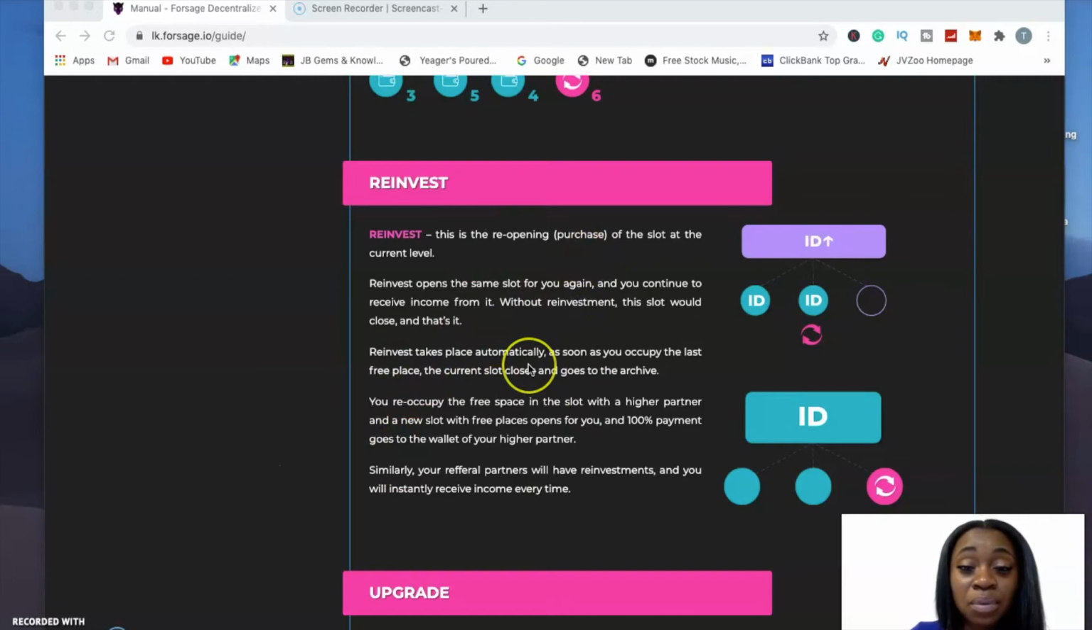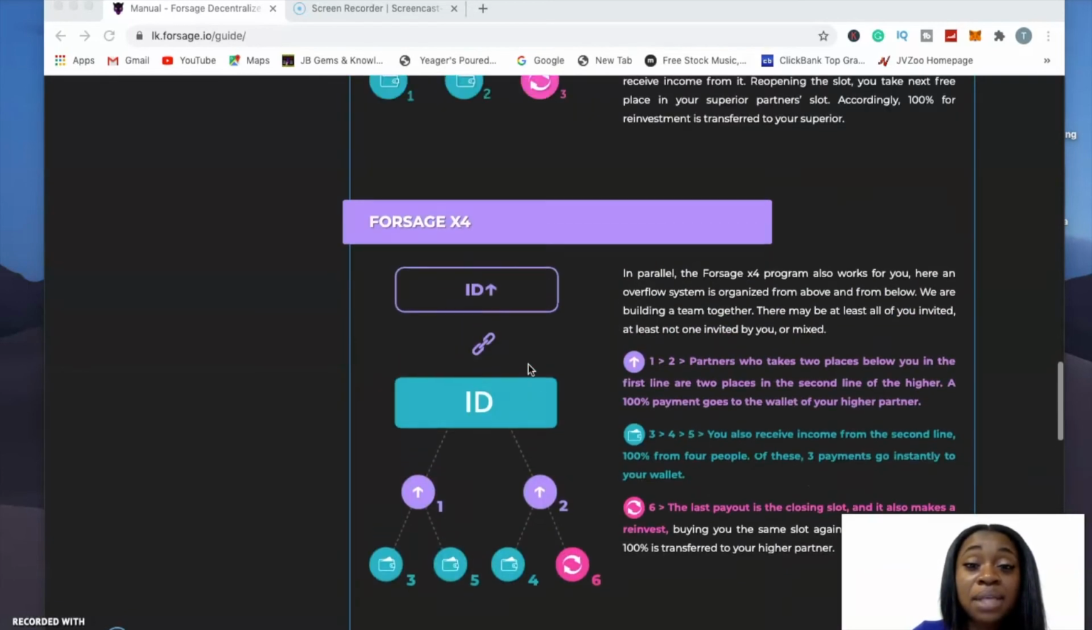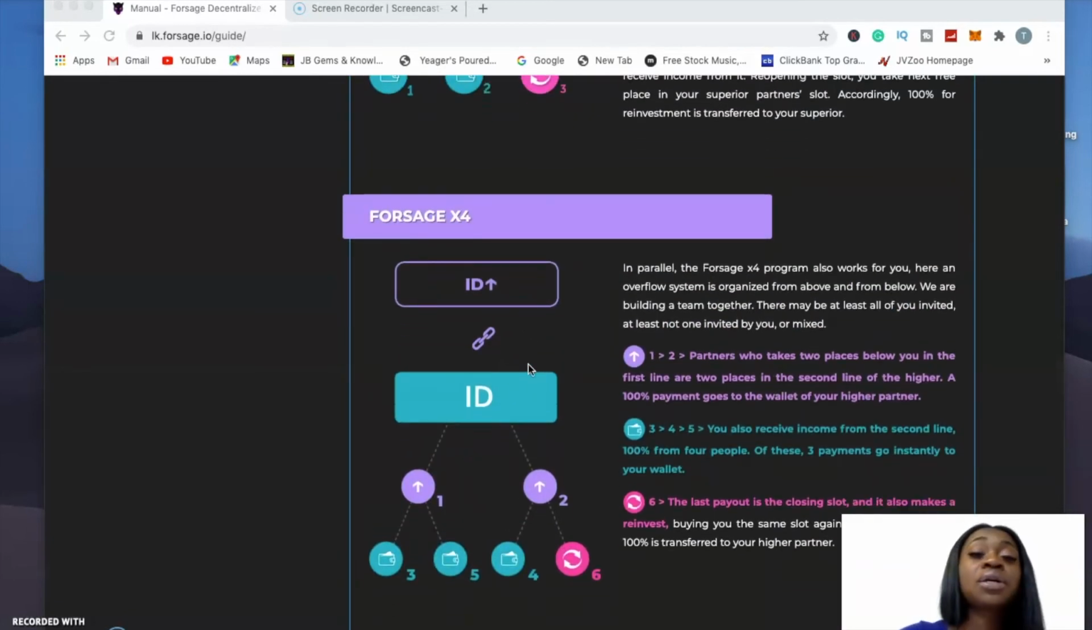So that's basically what reinvest is, and basically what X4 is. So X4 is when everyone is talking about overflow or underflow or whatever the case may be when it comes to that. So this is basically the slots that you really don't have to refer anybody for, work for, or anything like that. These slots right here can come from your upline or from anyone really that you have the slot open and they don't. So that's basically what X4 is.